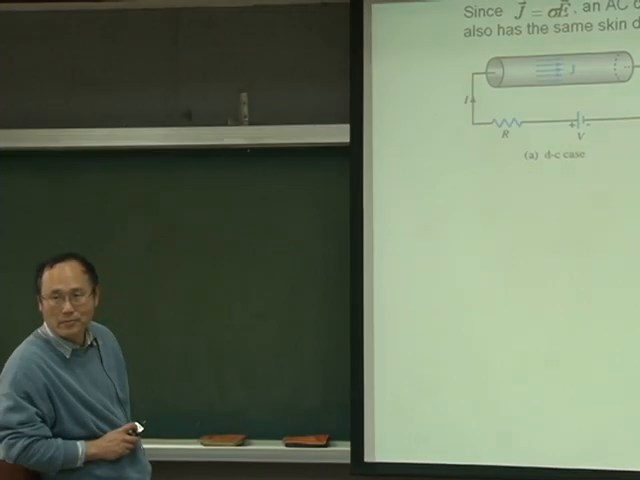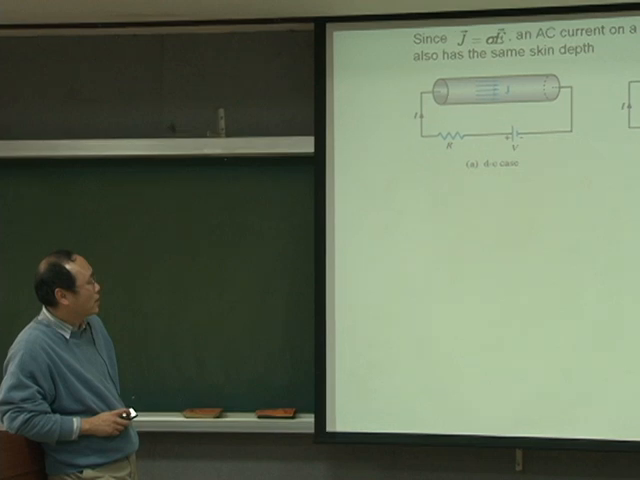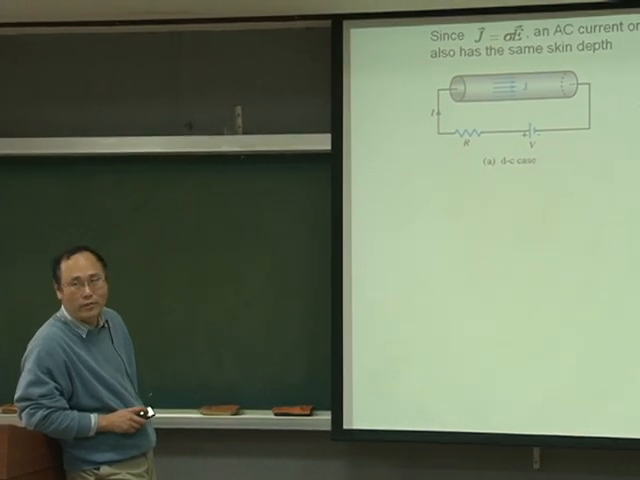So you have a uniform current going through a piezo conductor, provided you have a DC driving power supply. But the situation is different if you have an AC driver.